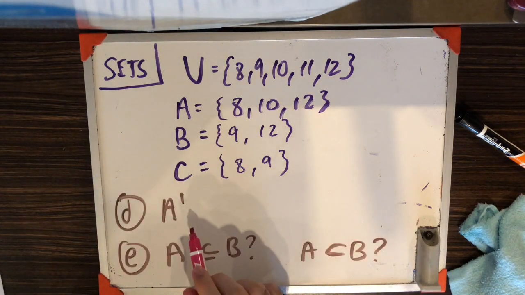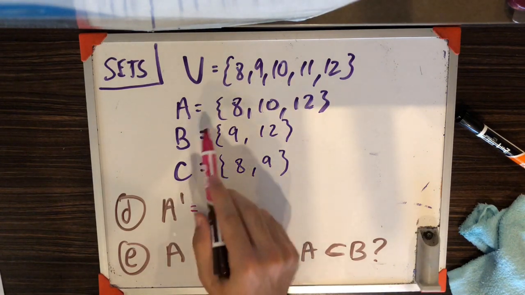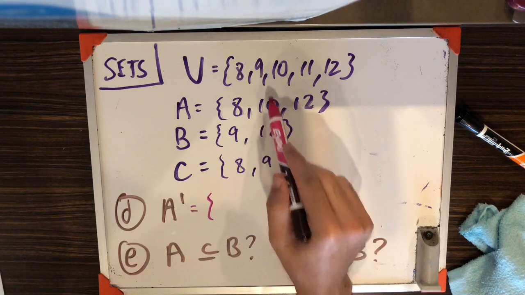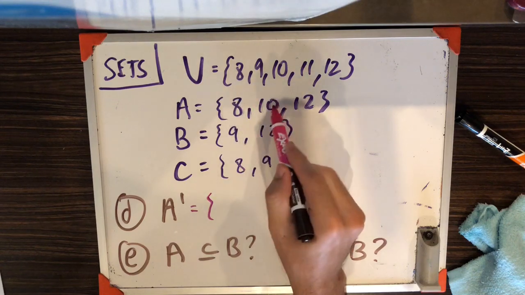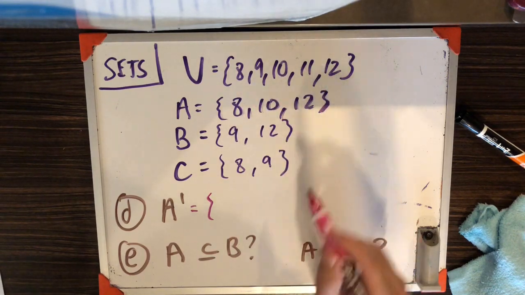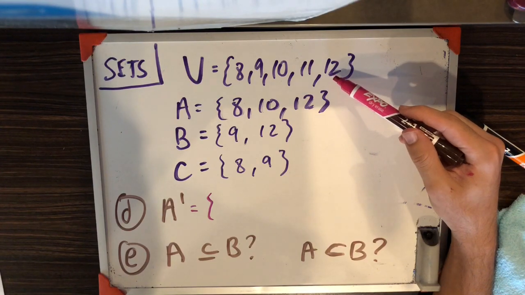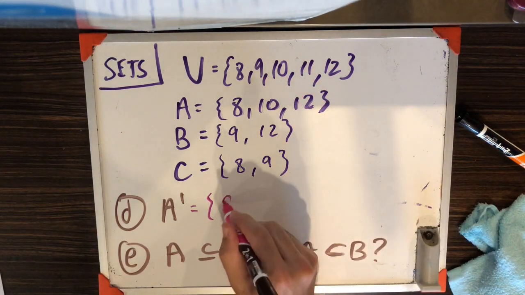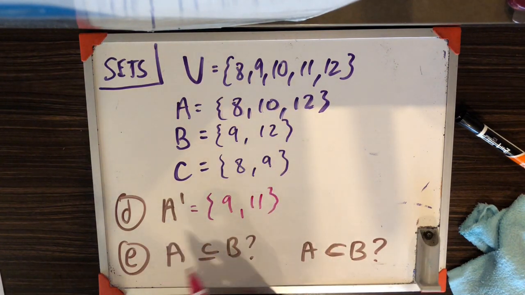All right, let's do D and E. So A complement basically means what is not in A. So what is not mentioned in A, but it's in your universal set. So 8 is mentioned, 10 is mentioned, 12 is mentioned. What was not mentioned in A, but still in your universal set, would be 9 and 11, right? So that would be 9, 11, and that would be the complement of A.